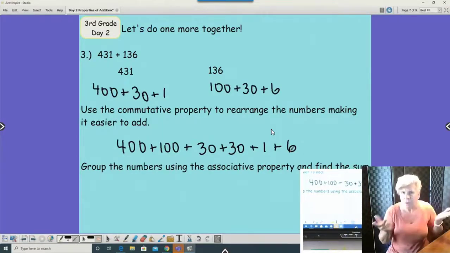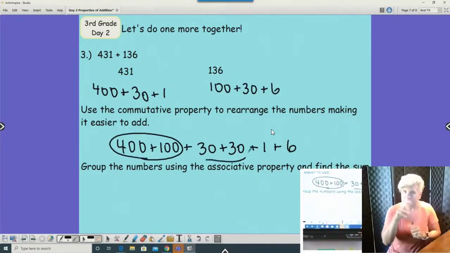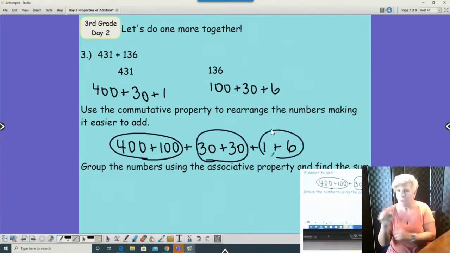Yeah, it says I can group them however I want. So what's the best way to group them? Let's start with our hundreds, and then our tens, and then, of course, our ones.